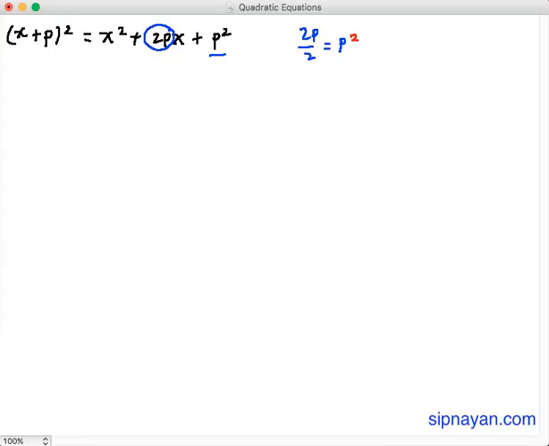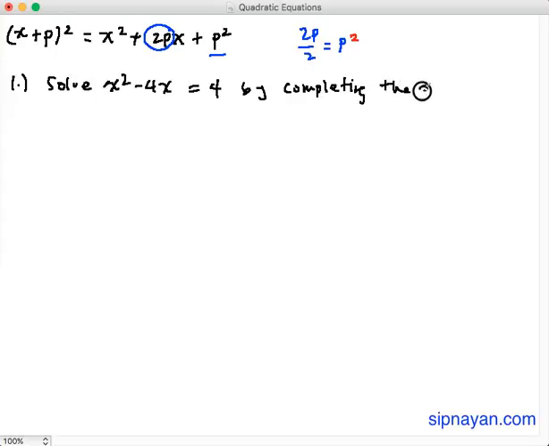So, we have example 1. Solve x squared minus 4x equals 4 by completing the square. So we want to find the value of x here, no? Okay? So pag nag-solve tayo ng quadratic equation, usually mas maganda na nandito siya, no?